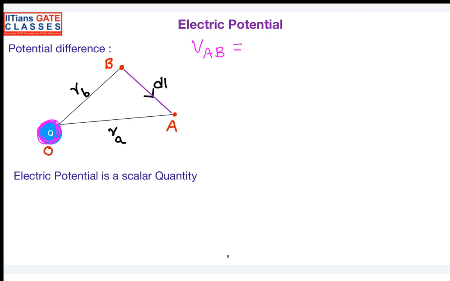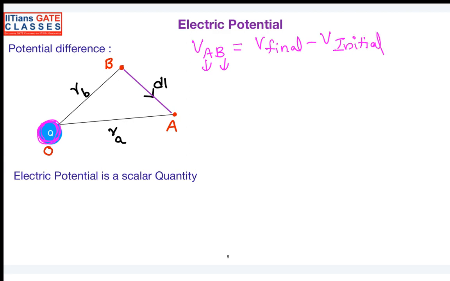So how much work you need to do in order to move a unit positive charge from one point to the other point. When you consider the standard notation for the potential difference, it depends on which is the final point and which is the initial point. As per the standard notation, if you see the William Hayt textbook, page number 93 for your reference, when you consider VAB, A is the final point and B is the initial point. So the potential difference is always the potential at the final point minus the potential at the initial point.